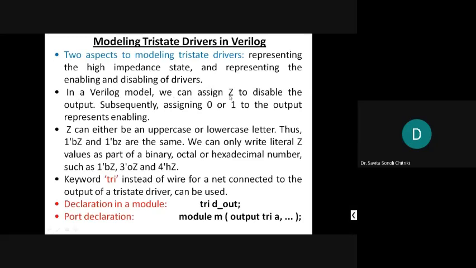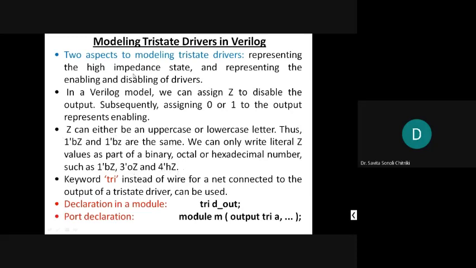In a Verilog model, we can assign Z to disable the output. Subsequently, assigning 0 or 1 to the output represents enabling. Z can be either an uppercase or a lowercase letter. So one tick Z, it is indicating the high impedance mode, and one tick small z also you can write. Bigger Z or small z are the same. We can only write the literal Z value as part of a binary, octal or hexadecimal number, such as 1 tick bZ, or 3 tick oZ, or 4 tick hexadecimal. Whether hexadecimal, octal or binary, you can represent it by Z.